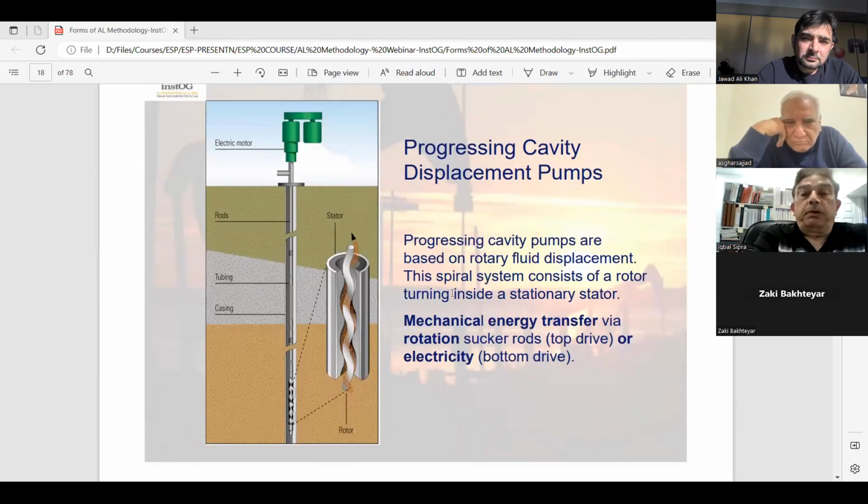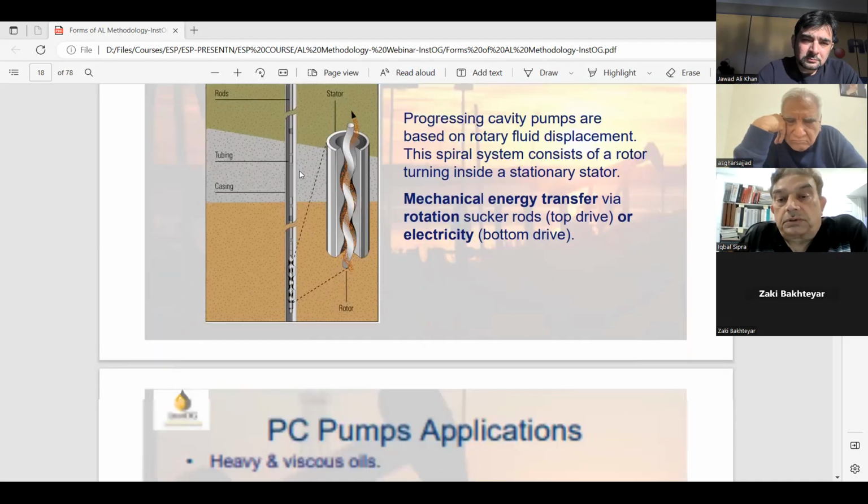Now, progressive cavity pump displacement pumps is the next one. Progressive cavity pumps are based on rotary fluid displacement. This spiral system consists of a rotor and a stationary stator. This is outside the stator. The mechanical energy transfers via a rotating sucker rod. The sucker rod is installed at the tail of the rotor, and the pump can be electrically driven from the bottom. So the stator and rotor are connected with the rod, and on top is the prime mover.